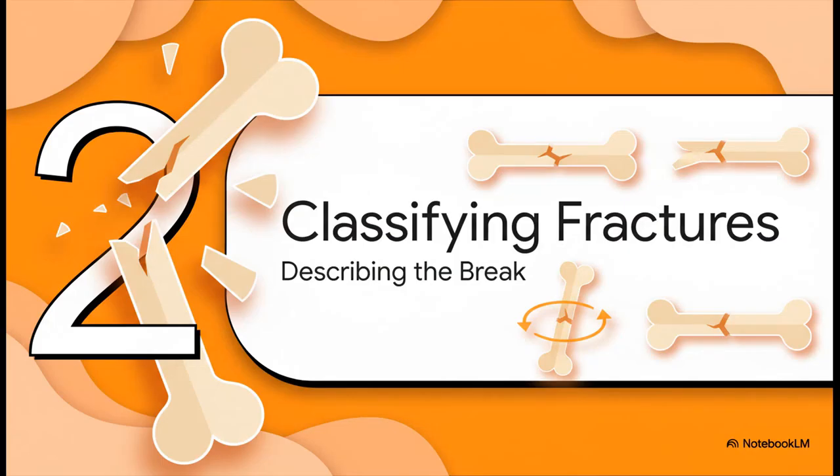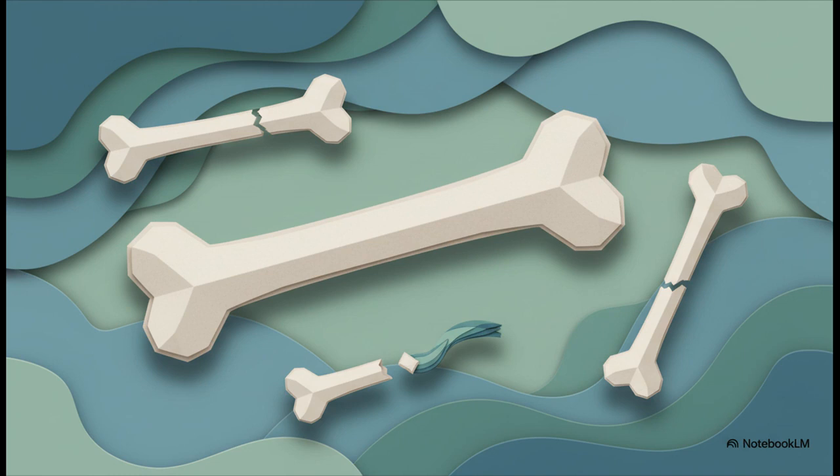All right, so let's start building that framework. Step 1 is all about describing the intrinsic characteristics of the fracture. Like, what does the break actually look like on the inside? First up, we look at the orientation of the fracture line. This immediately gives you so many clues about how the injury happened.